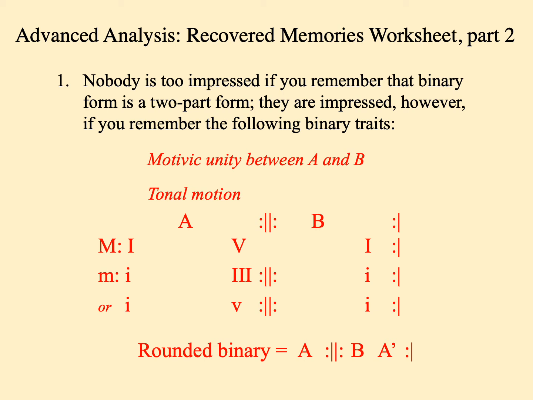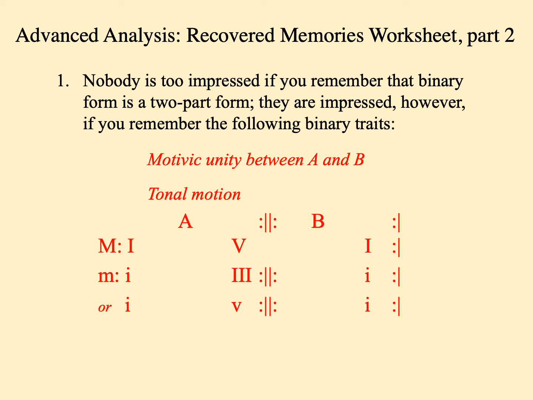So if you had a binary form that was in the key of D minor, it would modulate maybe to A minor at the end of section A and then come back to D minor. But that's the big story of binary form. It's got motivic unity in section A and section B. Section B develops the melodic ideas of section A, and it's got tonal motion. Section A modulates away from the tonic. Section B modulates back to it. That's how that binary A-B form actually plays out. Make sense?